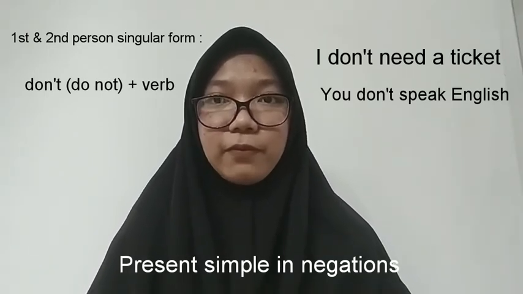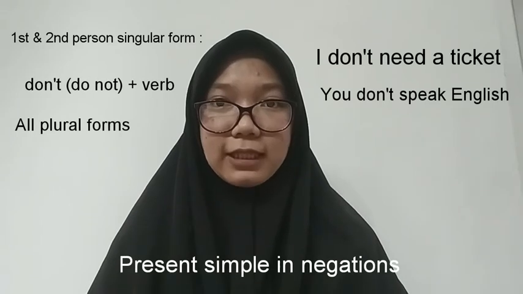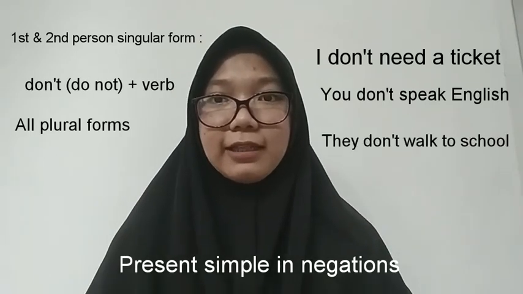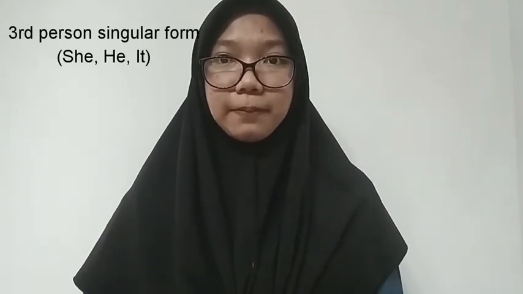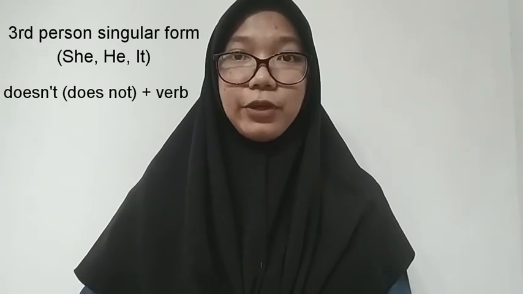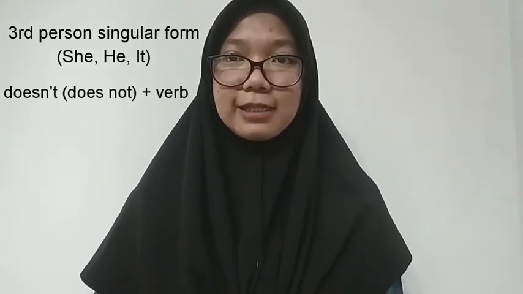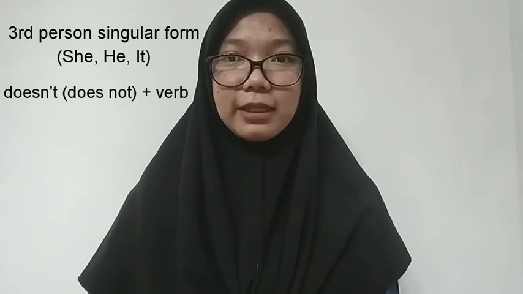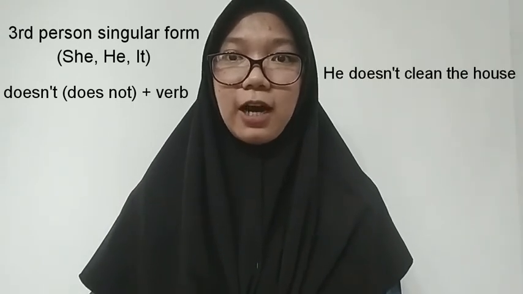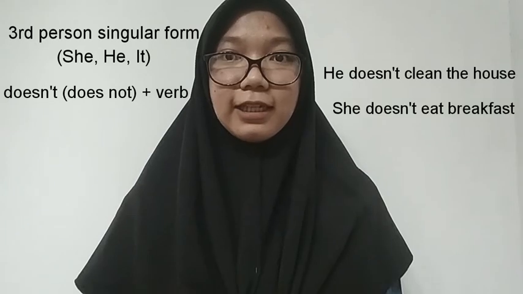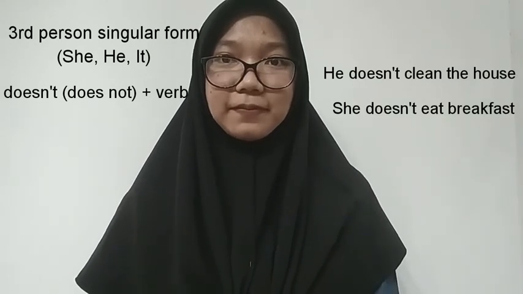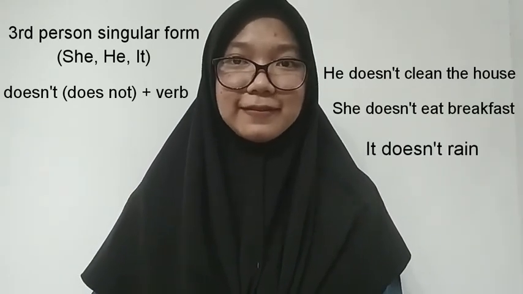And the same for all plural forms. For example, they don't walk to school. And for the third person singular forms, we use the auxiliary verb does and we add not to it, so it becomes doesn't. For example, he doesn't clean the house. She doesn't eat breakfast. It doesn't rain.